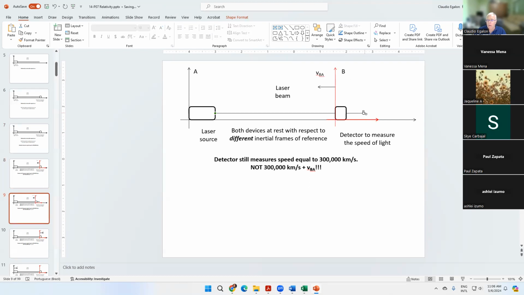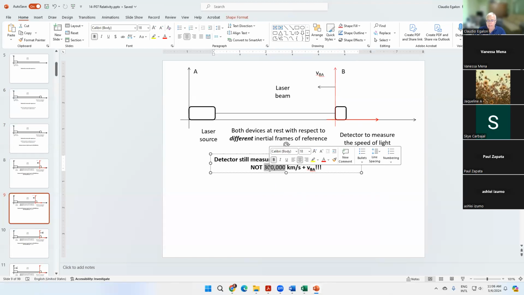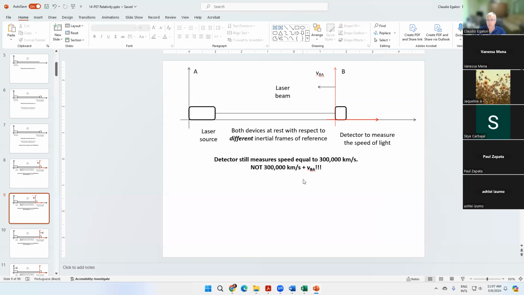Okay? Because it's moving towards the laser source. Okay, and that's where relativity diverges from Newtonian mechanics. Newtonian mechanics would expect that this detector would measure the speed of light as being 300,000 kilometers per second plus the speed of the referential frame B. Okay?